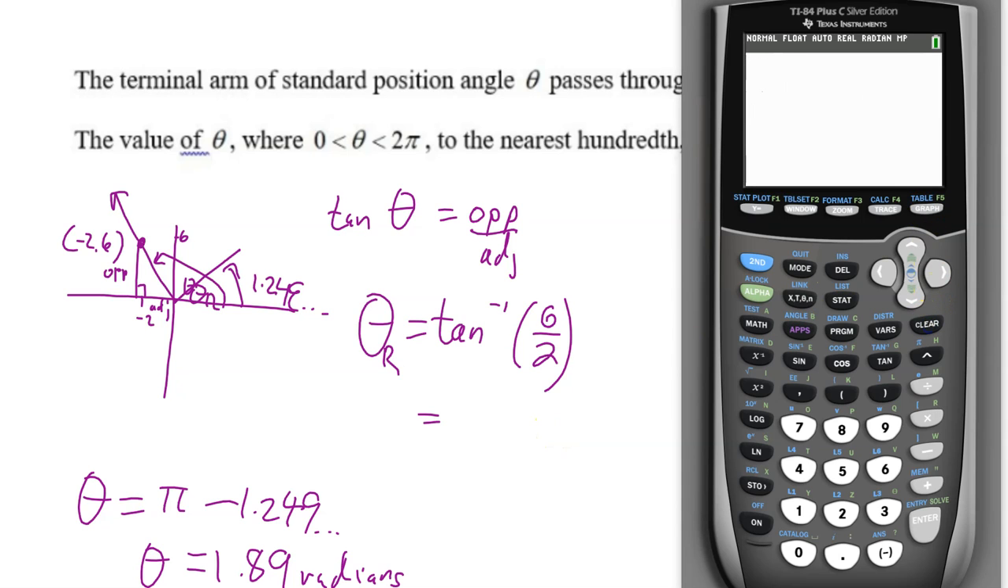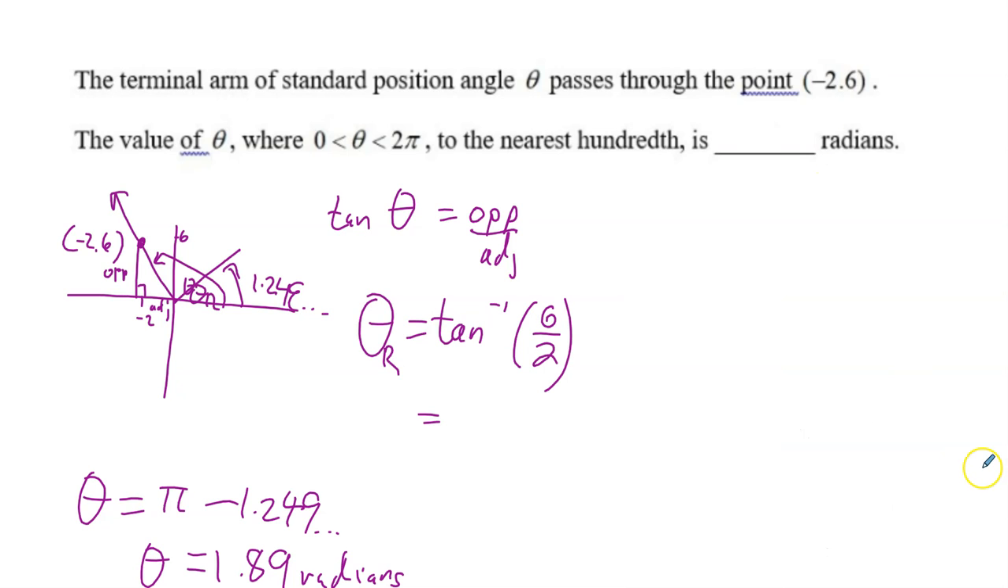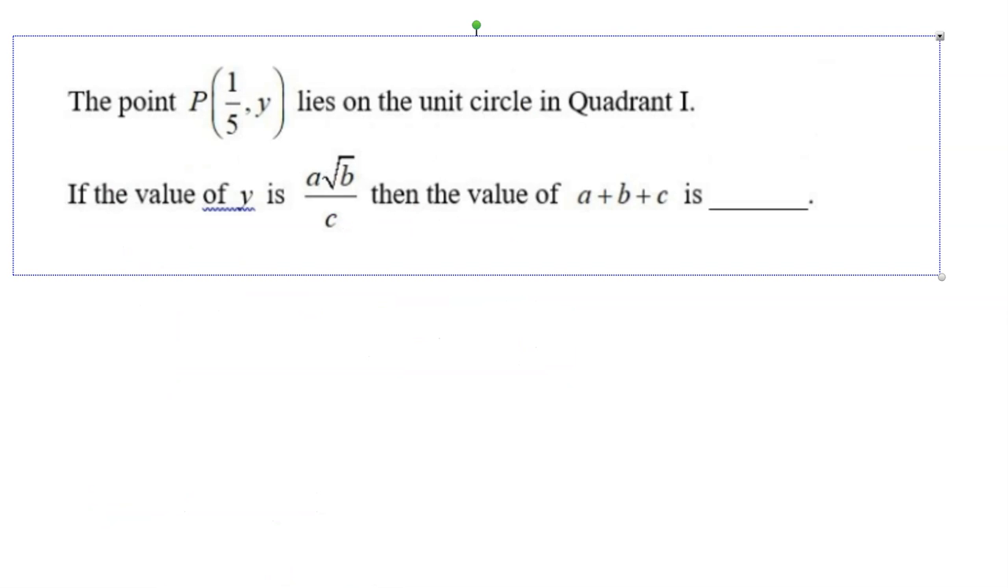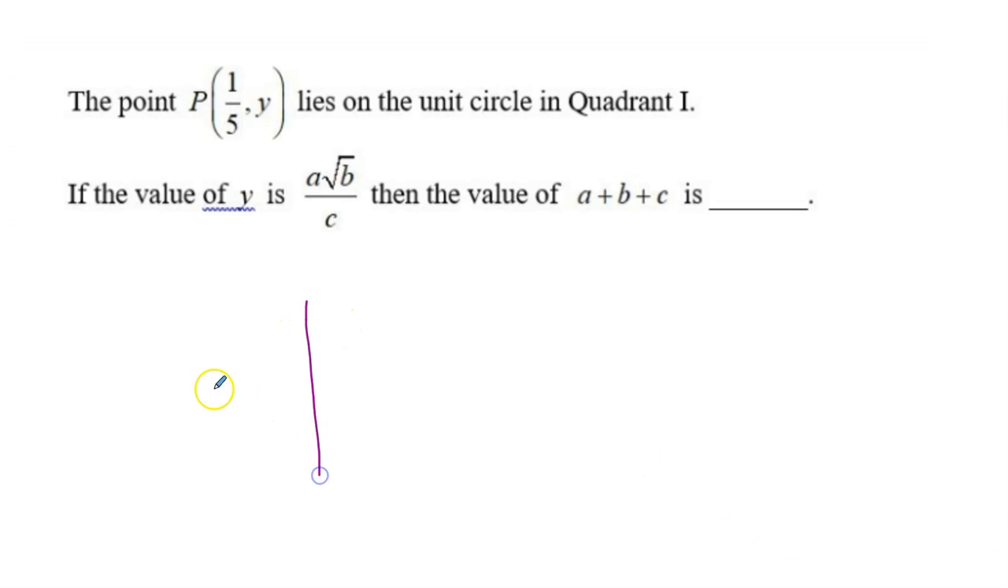Okay, just going to clear that. Let's move on to the next one. The point 1/5, y lies on the unit circle in quadrant 1. Look, I'm drawing on a tablet, it's not so easy. The point 1/5, y. If the value of y is root b over c.